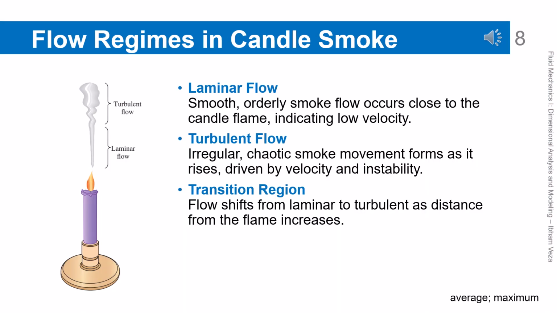Flow regimes in candle smoke. The candle smoke example is used to visualize the difference between laminar and turbulent flow. Near the source, the flow appears smooth and orderly, indicating laminar flow. Farther away, the flow becomes irregular and chaotic, indicating turbulent flow. Between these two regions, there is a transitional and unstable flow zone. This phenomenon helps in understanding the basic nature of flow regimes.